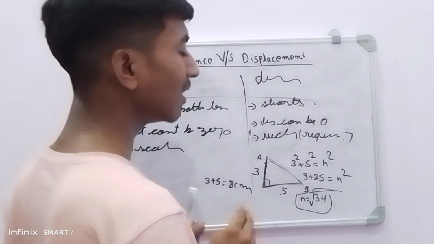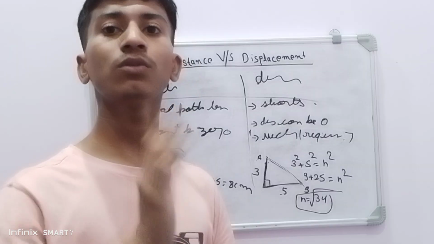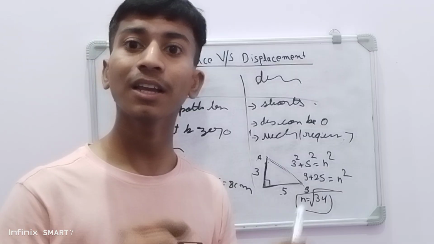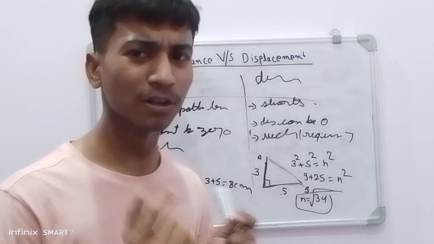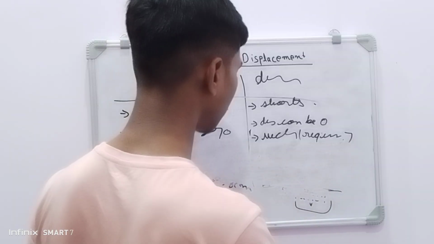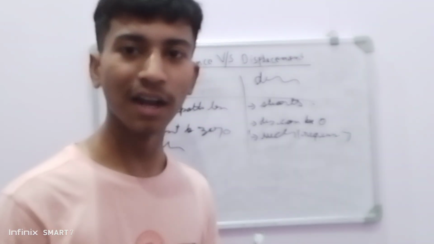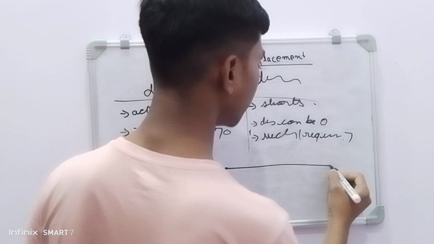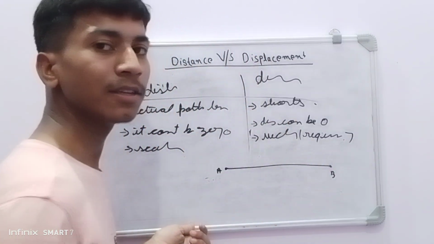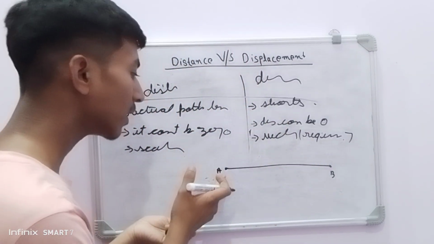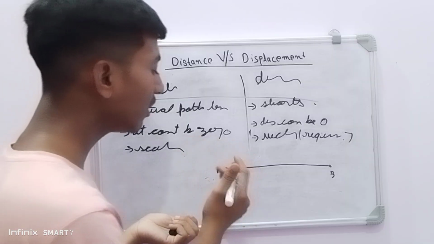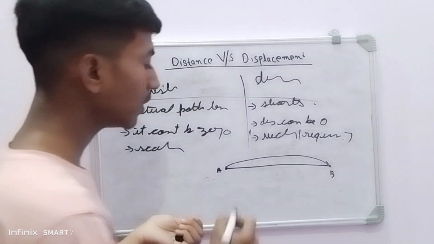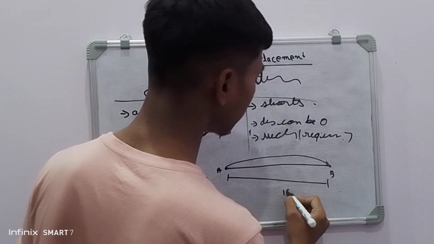And remember a thing: displacement could be equal to the distance, displacement could be 0, and displacement cannot be greater than the distance. What do I mean? I am going to make you understand what I have said. As you know, let's see a point A and this is the point B, AB is a straight line. If I ask you, when an object started traveling or running from point A and reaches point B, and A to B is 10 meters.